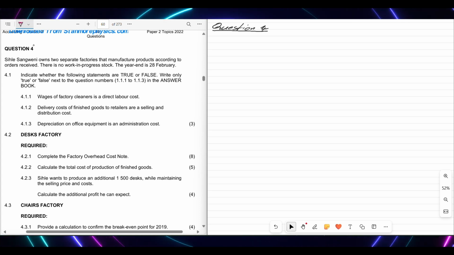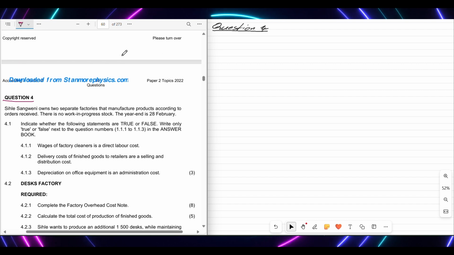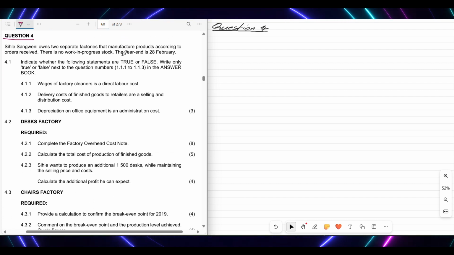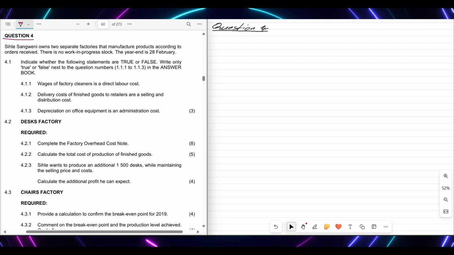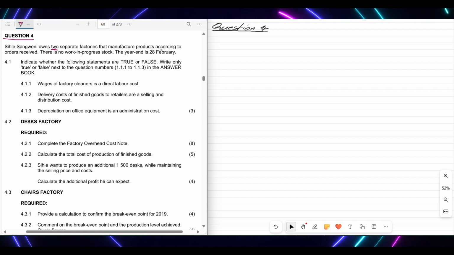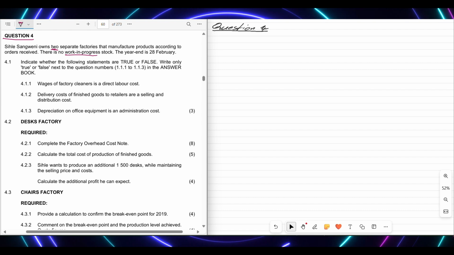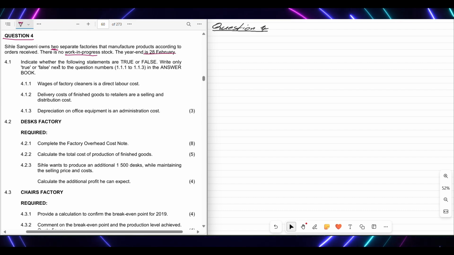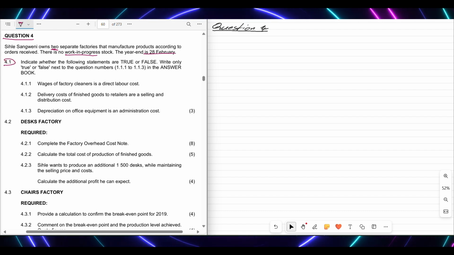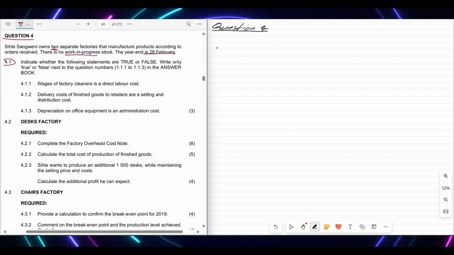Because today we are doing question 4, which is cost accounting, right? So they are saying you own 2 separate factories that manufacture products according to the order received. There is no work in process. The year ends 28 February. So now they are saying that 4.1, indicate whether the following statements are true or false.